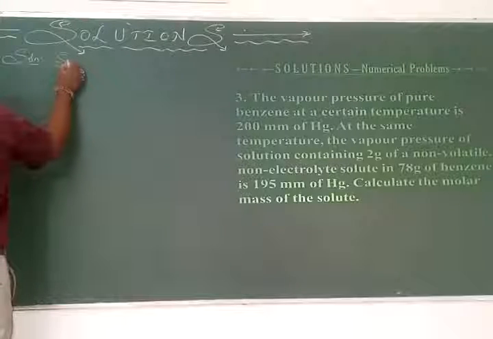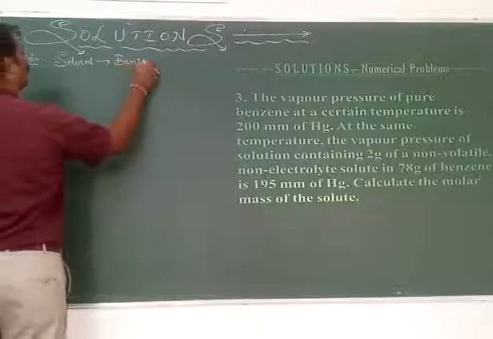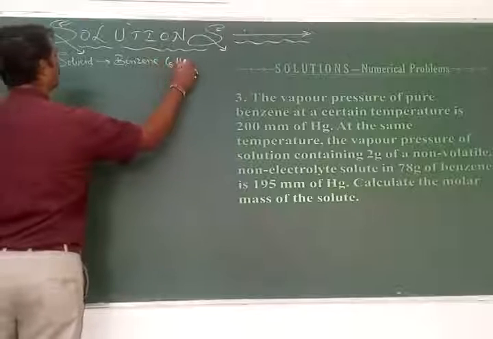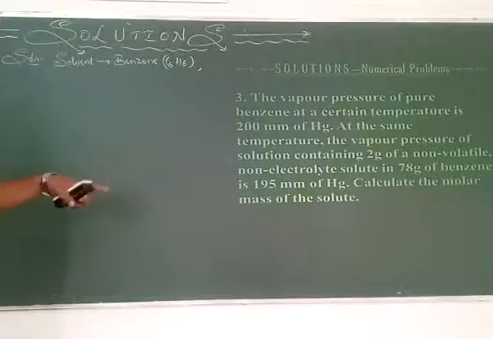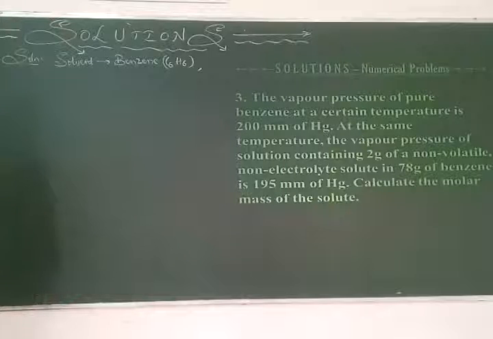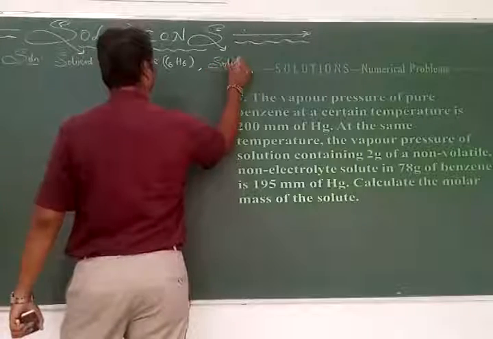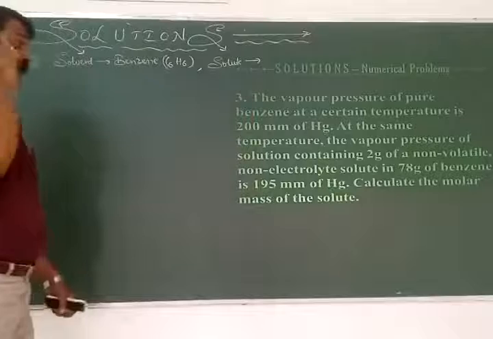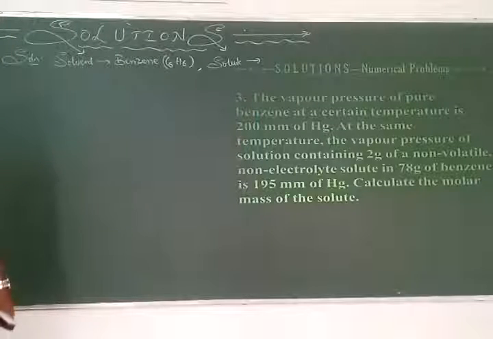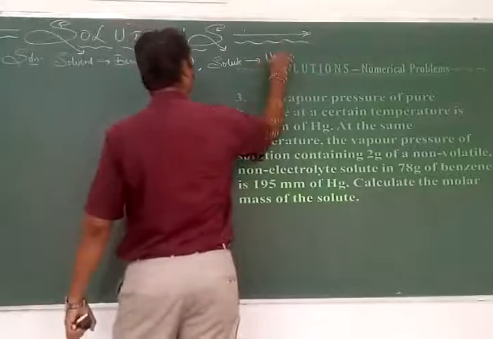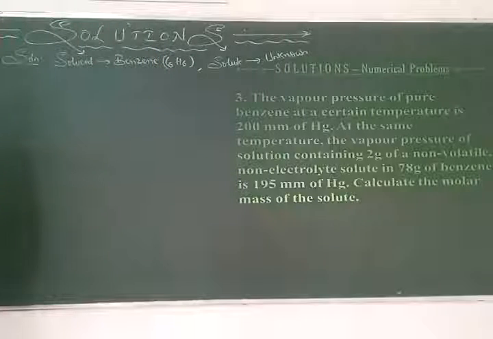So here, which is the solvent or solute first? I think benzene is a solvent, having a formula C6H6, because the vapor pressure of the pure benzene. Pure benzene means it is a liquid. Liquid means it is a pure solvent. Okay. And what is the solute here? 2 grams of a non-volatile non-electrolyte means the name of that solute is not given. Therefore, it is found to be unknown. That is, solute is unknown.